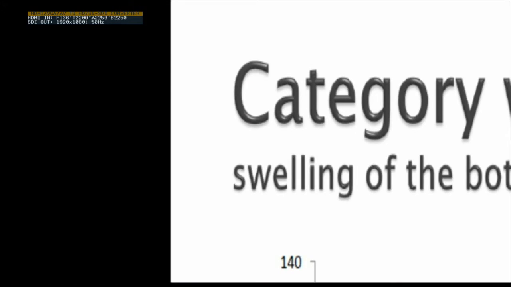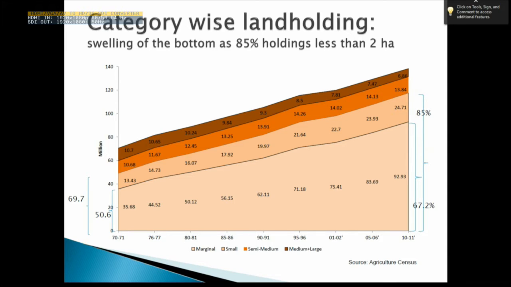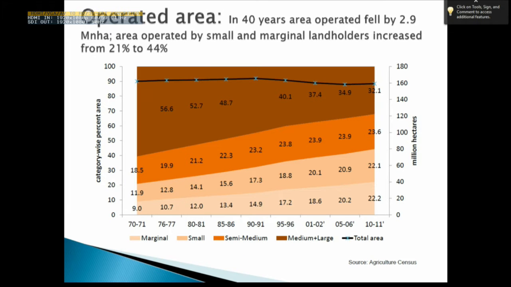Close to 55 million land holdings got added in the marginal category, and about 11 million in the small category. The picture completes when we look at the operated area. So 138 million land holdings operating on 160 million hectares of land. In 40 years, the operated area has fallen by 2.9 million hectares. The area operated by the 85% of our small and marginal farmers has swollen up from 21% to 44% today. So the small and marginal farmer who has land less than 2 hectares is operating on 44% of our operated land.